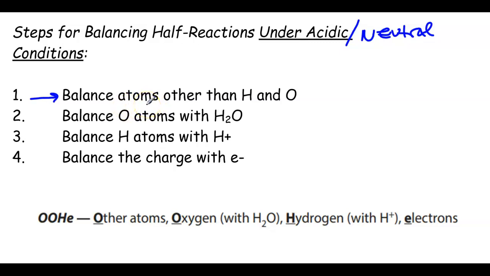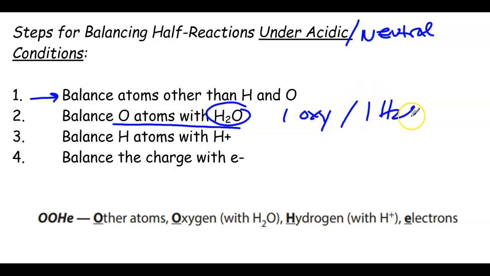Then what we're going to do is look at oxygen. So the order will matter here. So oxygen is next, and we balance by adding molecules of water. So it's very different. You're not going to change the coefficient in front of the molecules to make them balanced. You're going to add water. So for every 1 oxygen that you require, you're going to add a water, because every water has 1 oxygen, sorry. Okay?